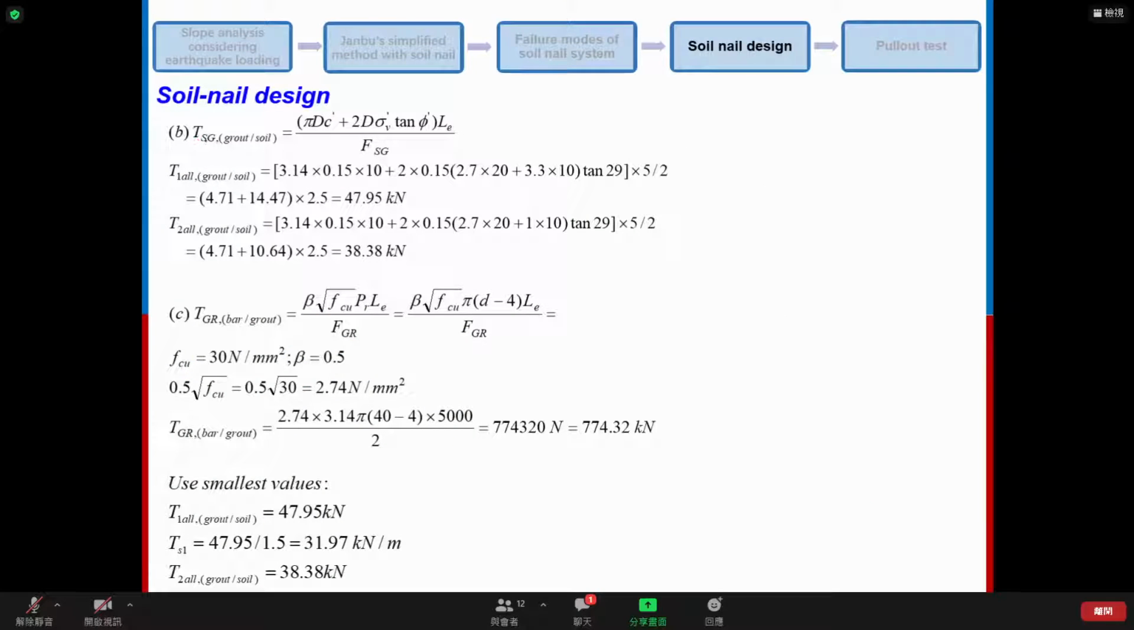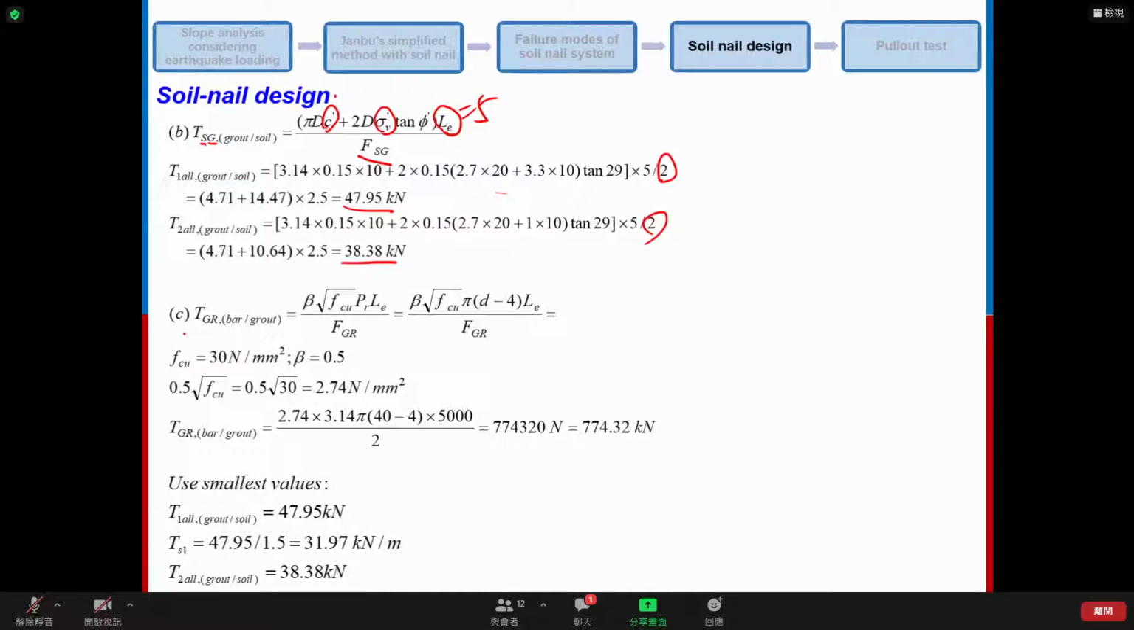And for the SG, the soil grouting, as we discussed, it is contributed by the cohesion and also by the friction, right? So we will have this equation and we consider the LE here. LE is equal to 5 for both soil nails, and the FSG is equal to 2. No problem, right? FSG is equal to 2. So we get these two results directly.